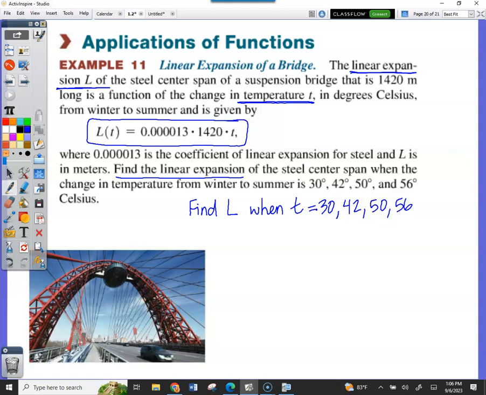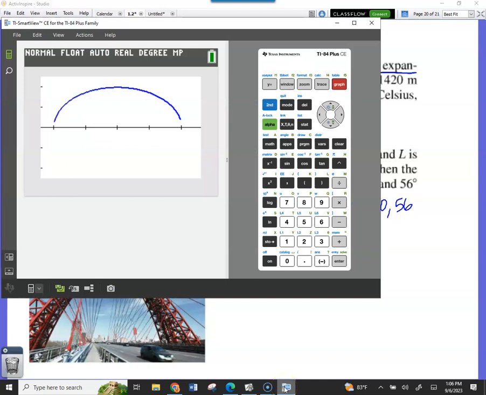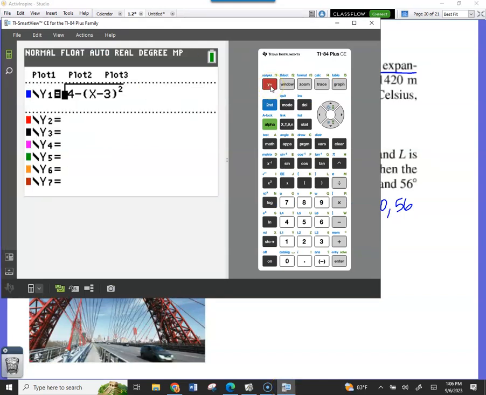Well, you could sit here and type it in your calculator over and over and over, or you could type it in y equals and go to table and just turn it on ask. Remember that? Where you're evaluating, or you can go to your graph. I have 3 minutes. I'm going to show it to you. So you can go to y equals, it's 1, 3 times 1420 times t. Don't worry about it being an x.